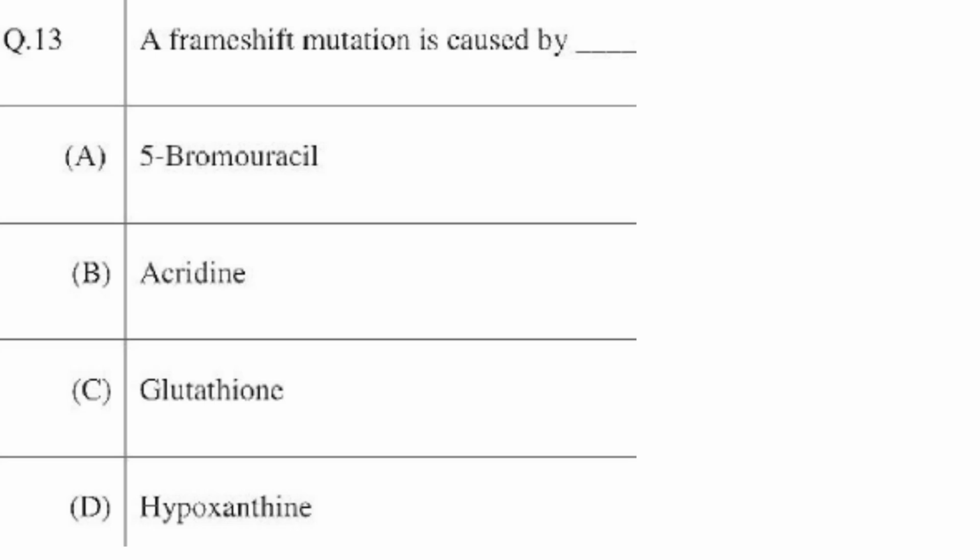5-bromouracil, it is similar to thymine and it is involved in base substitution. Acridine intercalates between the DNA and distorts the DNA structure, leading to insertions and deletions, thereby resulting in frame shift mutation. So B is the correct answer. Glutathione, it is an antioxidant and it is not associated with frame shift mutation. Hypoxanthine is a purine base and it is also not linked to frame shift mutation. So the answer here is option B, acridine.